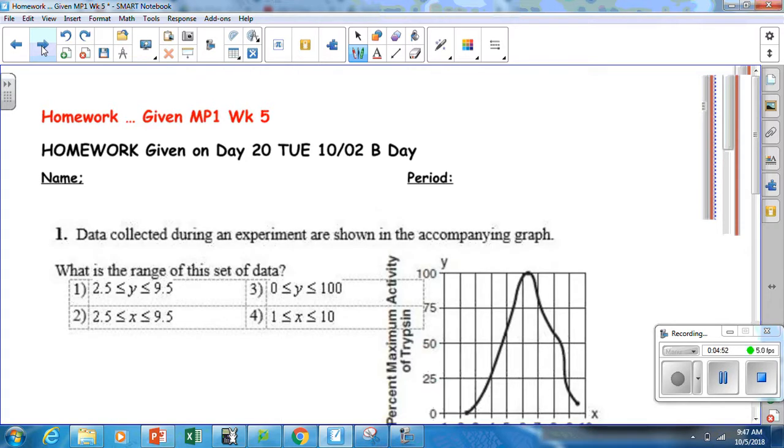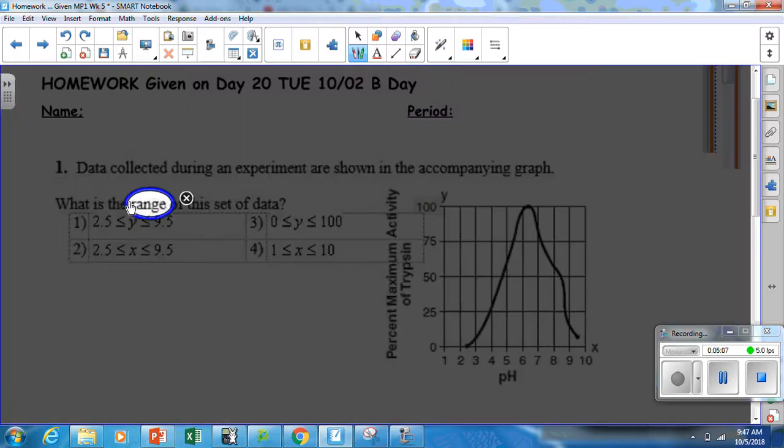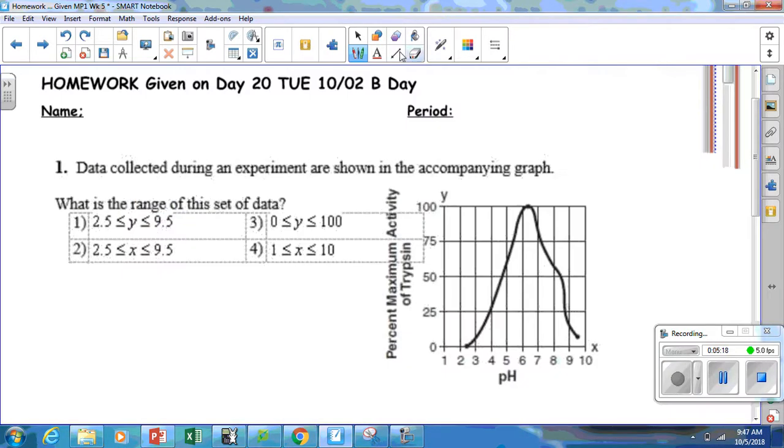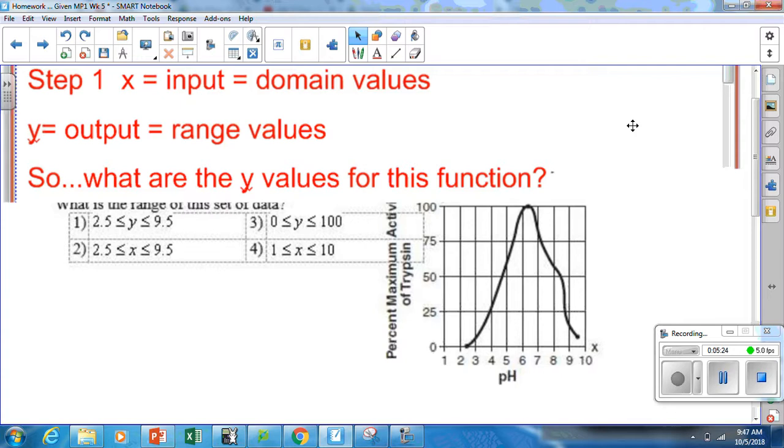Let's consider day 2, Tuesday's question. Data collected during an experiment is shown in the accompanying graph. So what does this graph tell us? It tells us we're interested in our range, and we know that range is going to start on the y-axis and go from 0 to 100. Consider step 1. What are the y values for this function? Well, we know our y values are our output or our ranges.